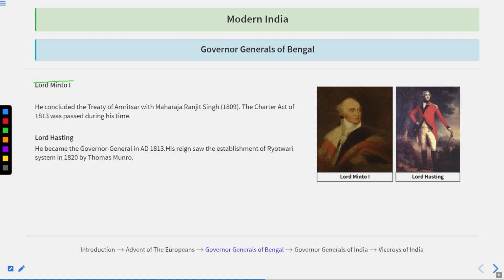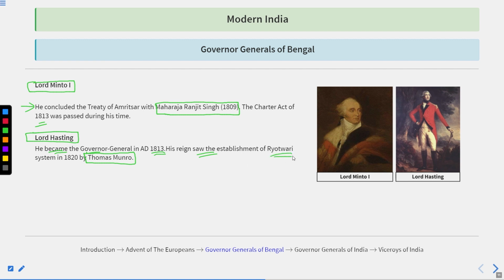After them comes Lord Minto the First. So Lord Minto the First concluded the Treaty of Amritsar with Maharaja Ranjit Singh in 1809. And also the Charter Act of 1813 was passed during his time. Then comes Lord Hastings. Remember, Lord Hastings is different from Warren Hastings. He became the Governor General in 1813 AD, and his reign saw the establishment of the Ryotwari system in 1820 that was introduced and implemented by Sir Thomas Munro.